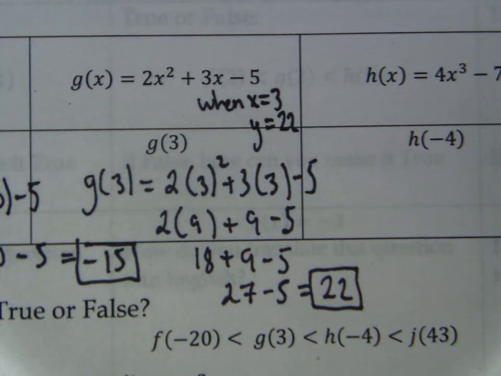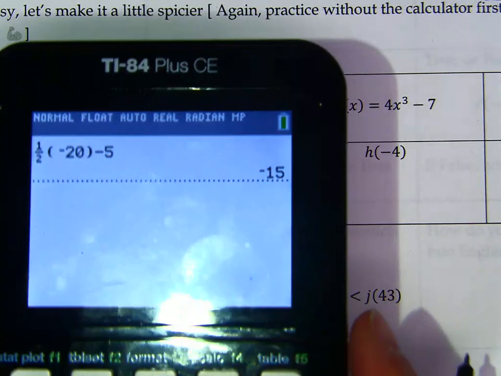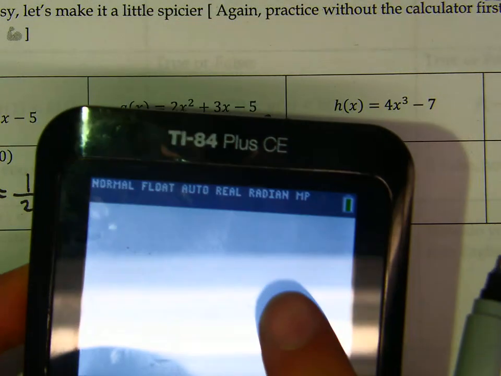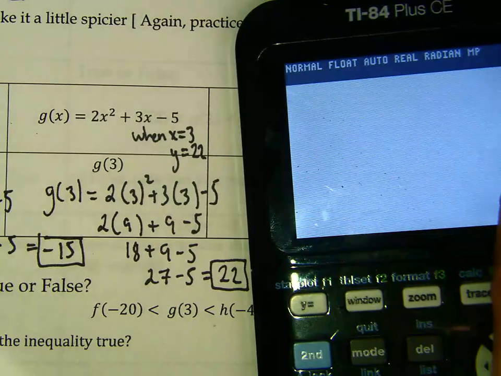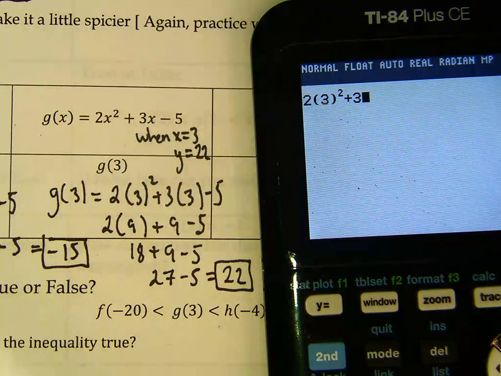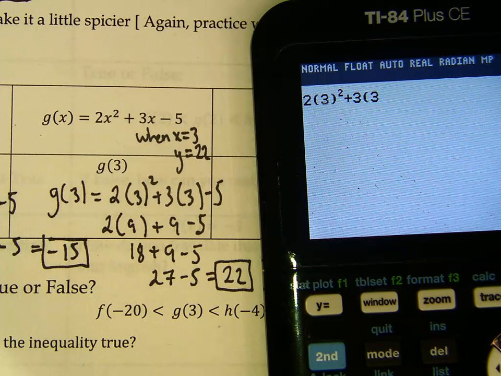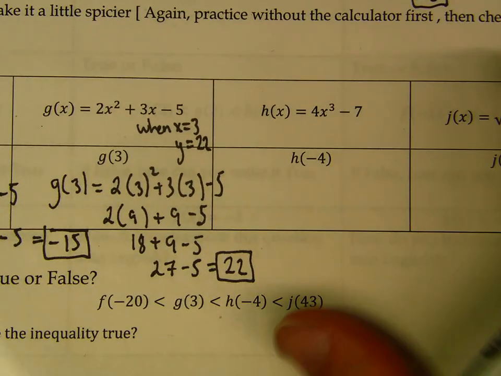All right. Make sure you can plug this into the calculator, right? Show that you could pause the video, show that you could plug this into the calculator, right? What will it look like? 2 parentheses 3 to the 2 plus 3 open 3 minus 5. And then poof, you get 22.